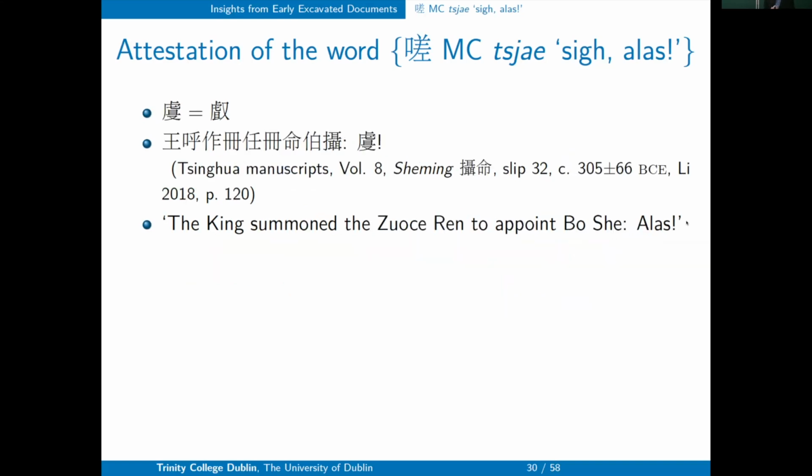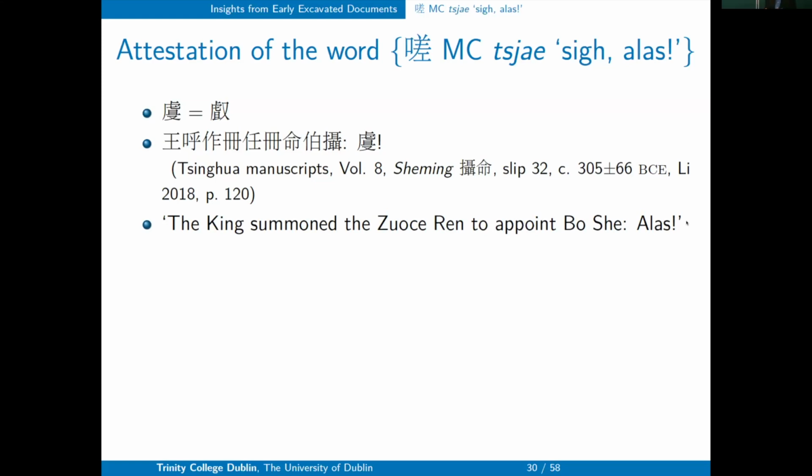And this argument can also find additional support in the Qinghua manuscript 赦命. In 赦命, there is a passage as 王乎作册人册命博赦皆. So the king summoned the 作册人 to appoint 博赦, and alas, actually it's the ending of the passage. So there's nothing following the word 嗟. So it must be an interjection rather than a connecting word.